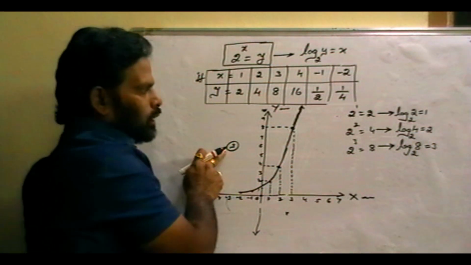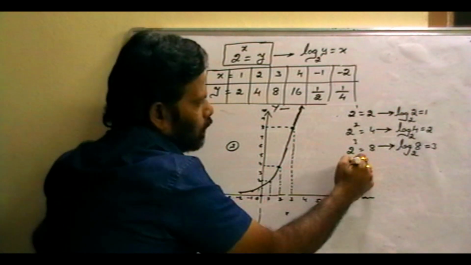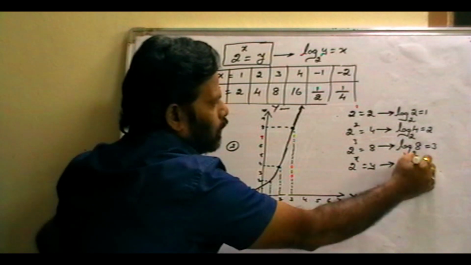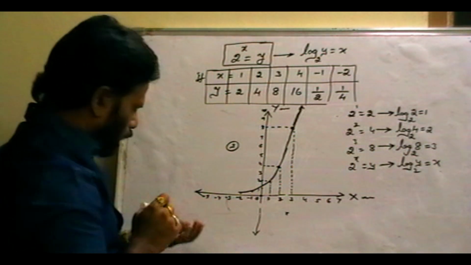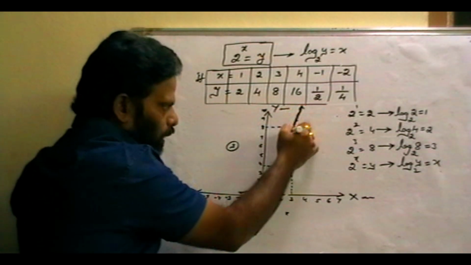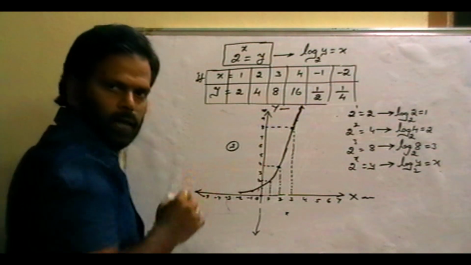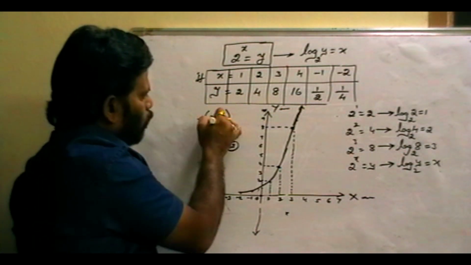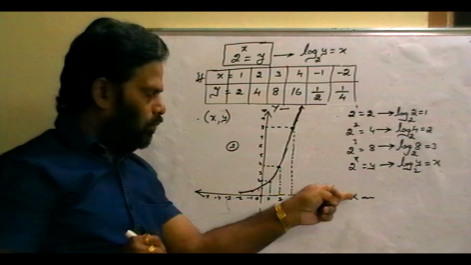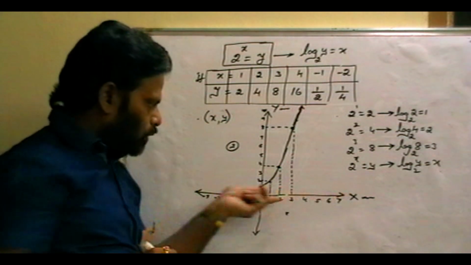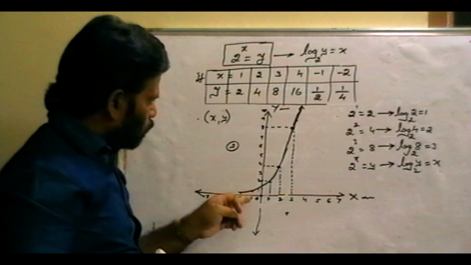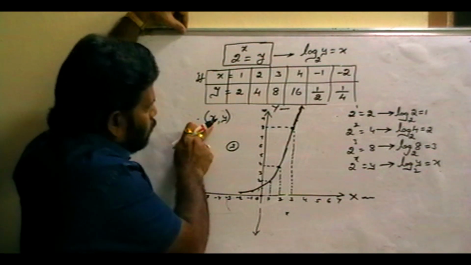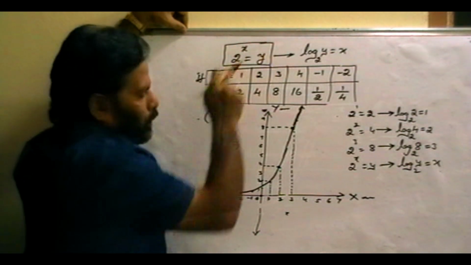See, y is nothing but the log. Here 2 power x is equal to y, so logarithmic form log y to the base 2 is equal to x. Right? Now listen. Any point on this graph is nothing but an ordered pair (x, y). Here x means the value on the x-axis, and y means the value on the y-axis.